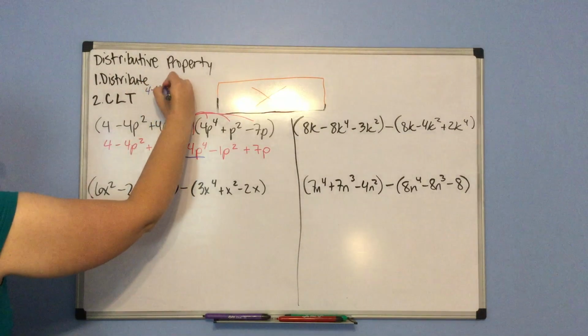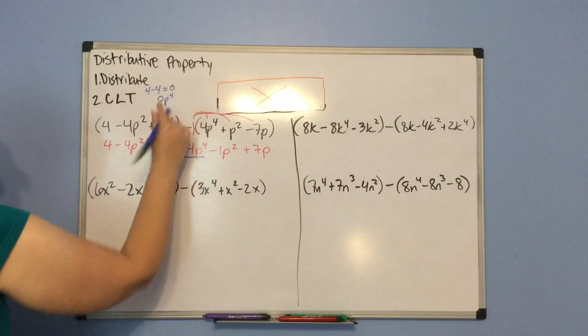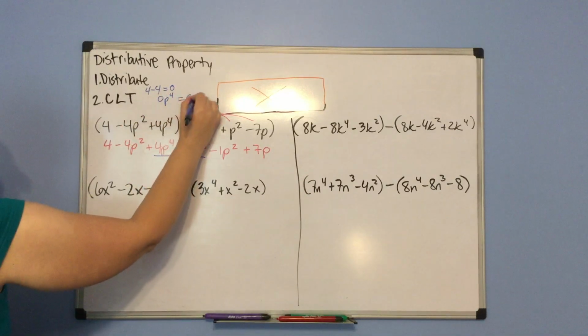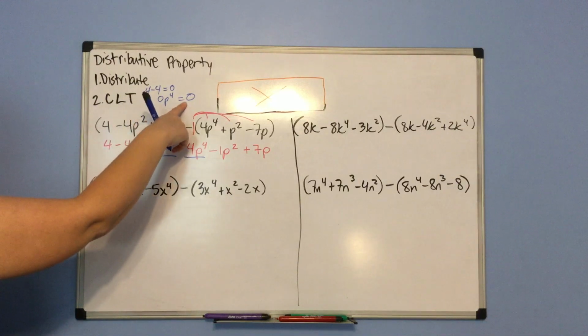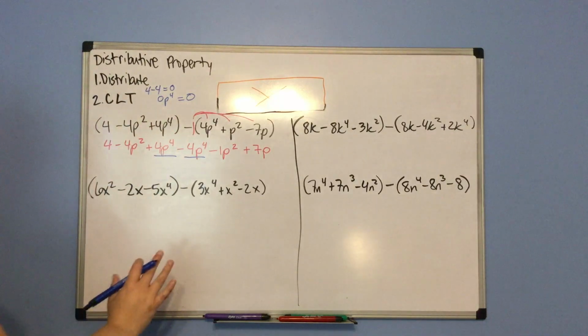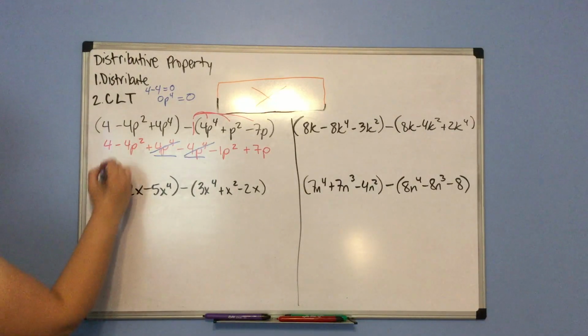4 minus 4 is 0. So that means I have 0p to the 4ths. But 0 times anything is just 0. So we don't normally write 0p to the 4th or even that 0. We're just not going to have a p to the 4th term because it cancels. Okay, moving right along.